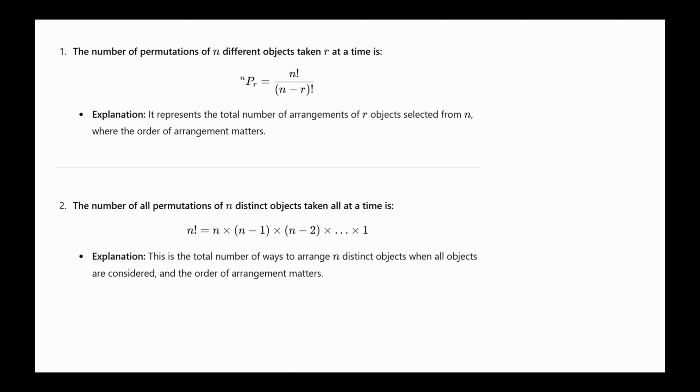However, when order of arrangement does not matter, we simply do it with nCr. Now for n factorial, this is the total number of ways to arrange n distinct objects when all objects are considered and order of arrangement matters. Again, order of arrangement matters, and all objects are considered distinctly. That time we use factorial.